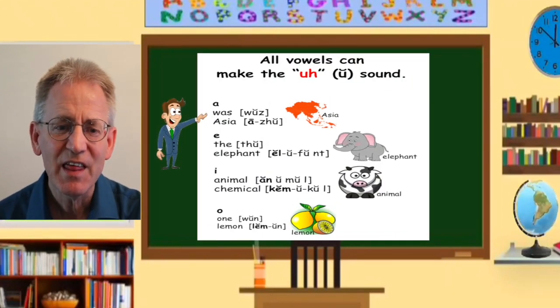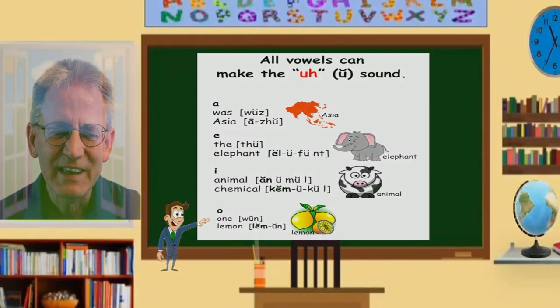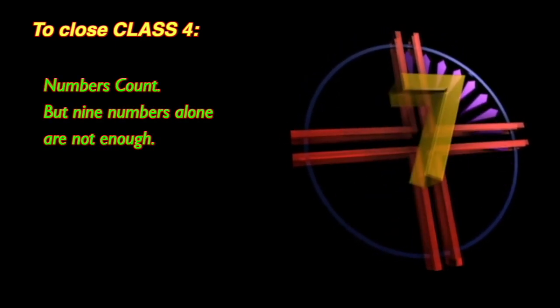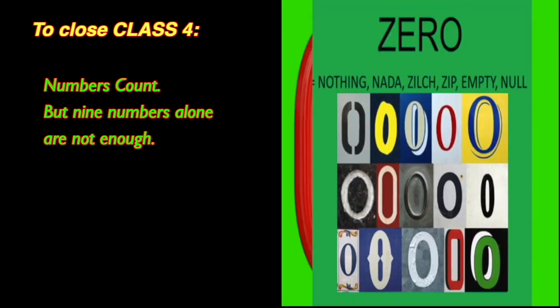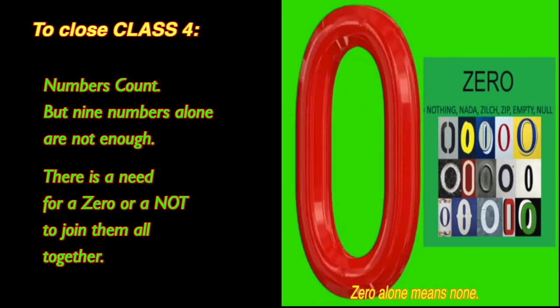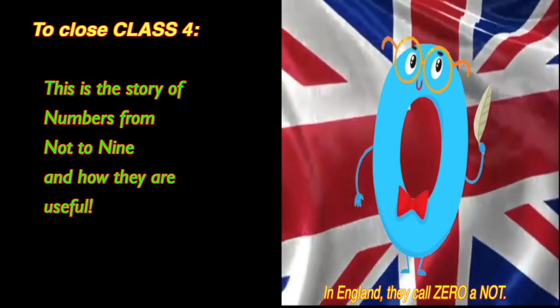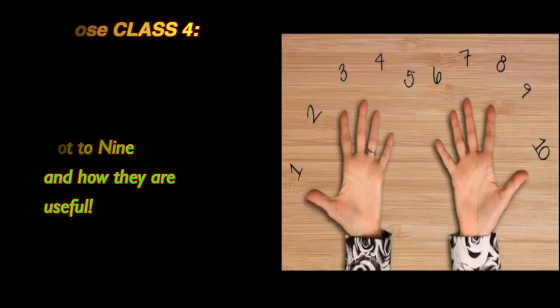Was, the, animal. To close class four, numbers count, but nine numbers alone are not enough. There's a need for a zero or a naught to join them all together. This is the story of numbers from naught to nine and how they are useful.